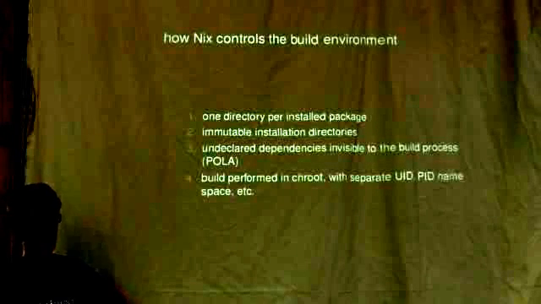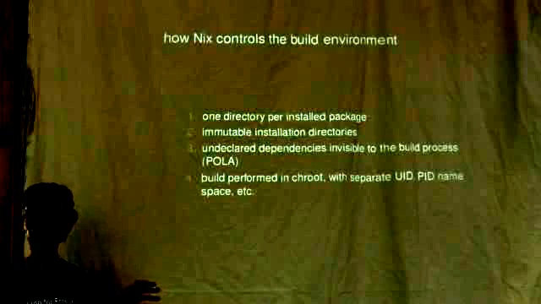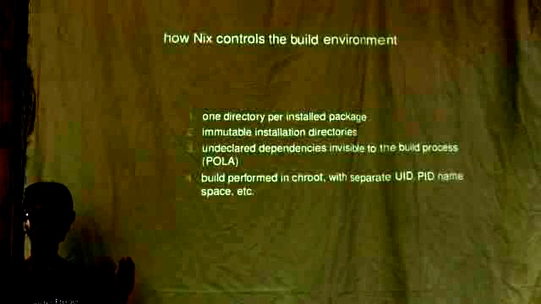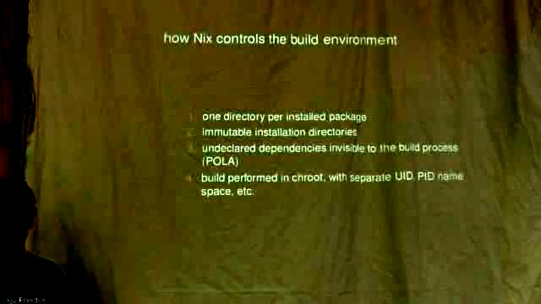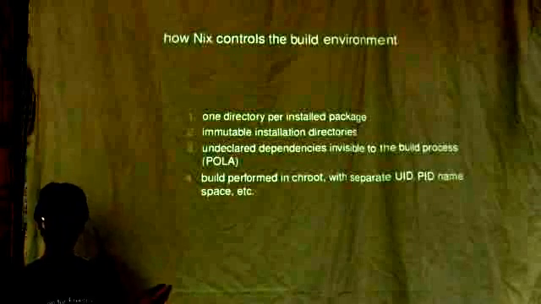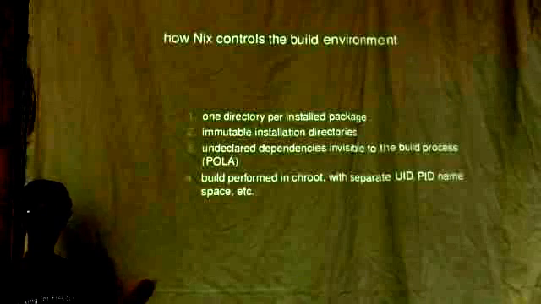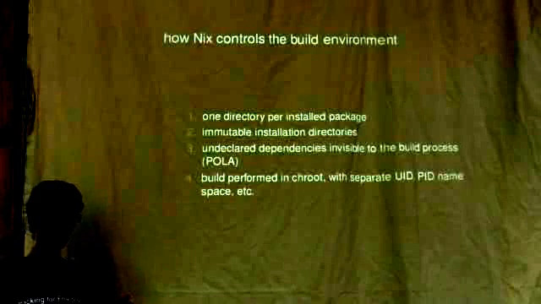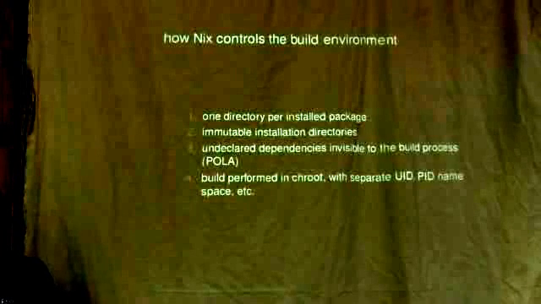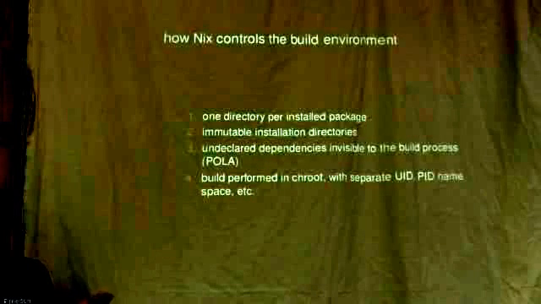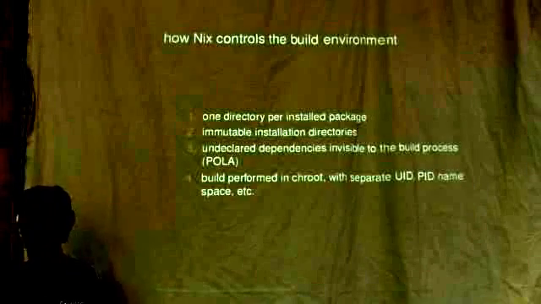So to achieve this, the build itself is performed in a chroot, typically, where only the actual declared dependencies are available. So if you said this build process needs gcc, GNU make, bash, coreutils, and that's it, then it will only have those in the chroot. So it cannot use Perl if you didn't explicitly say, I need Perl in this build process. And on GNU/Linux, it also uses separate UIDs and PID namespaces with this Linux feature.